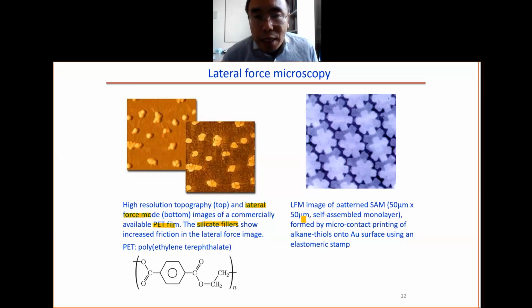On the right side is the lateral force microscope image of a self-assembled monolayer. Here we have two self-assembled monolayers, this one and this one. This is done by microcontact printing. This one you can see has a higher friction force than this one.